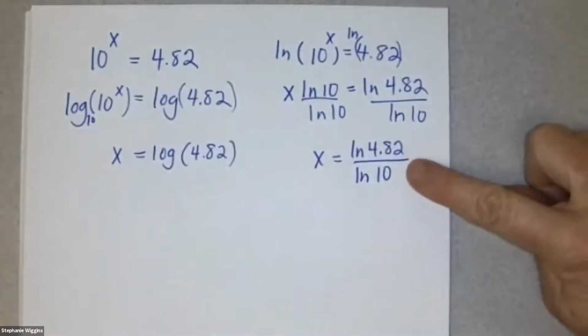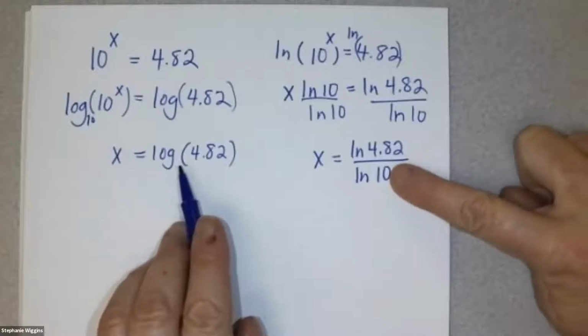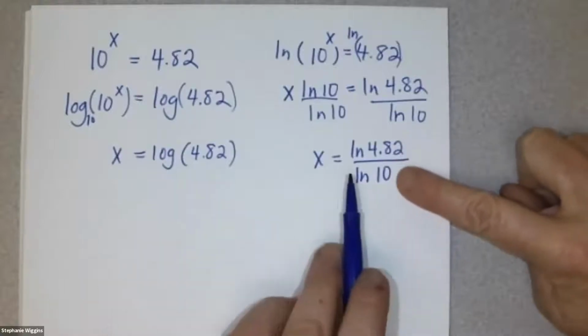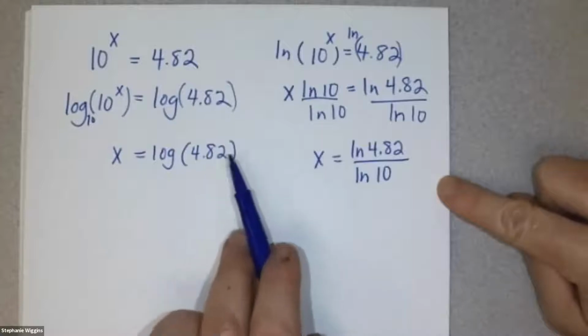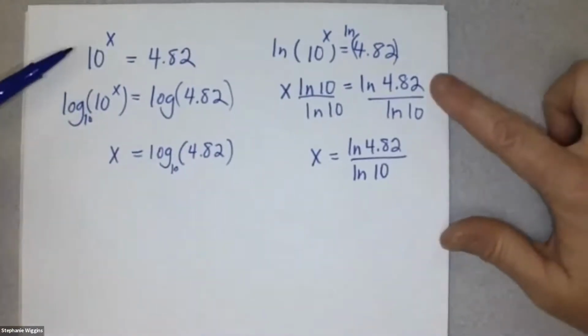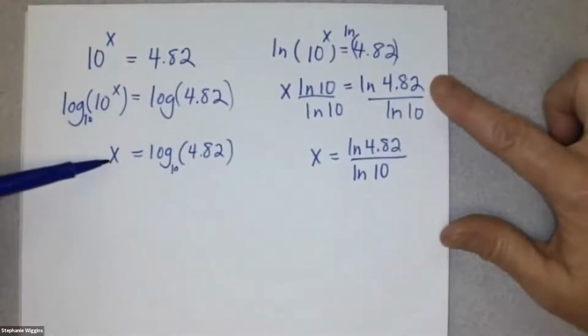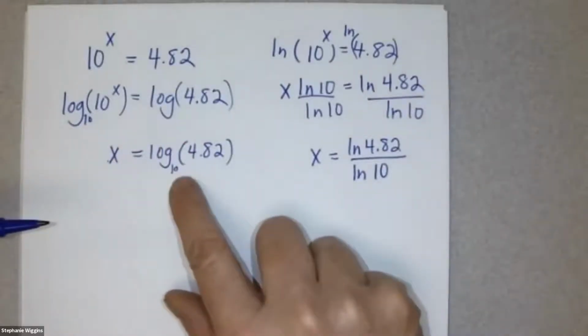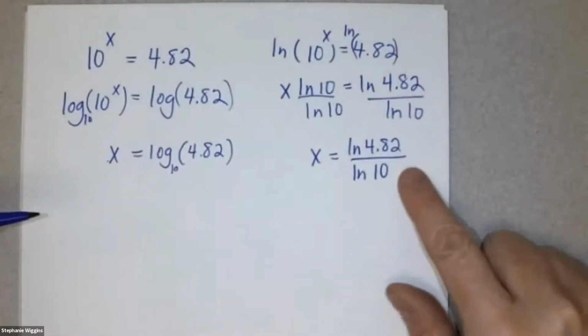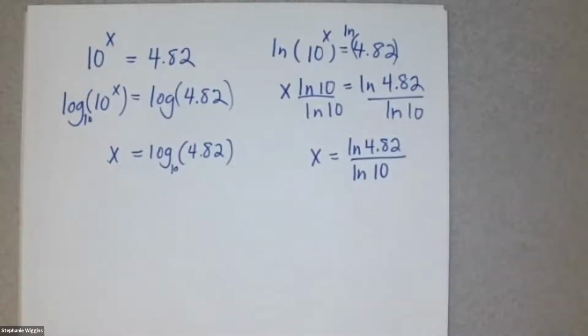Notice this is just the change of base formula, right? The base is 10, the base is on the bottom, and so these two are identical. These are the same answers, but I used 2 different methods. Here I used the common log, and this just canceled to get x equals log base 10 of 4.82. Here I use the natural log, and here I have the change of base formula, right? Which is equal to this. So you're going to get the same answer.